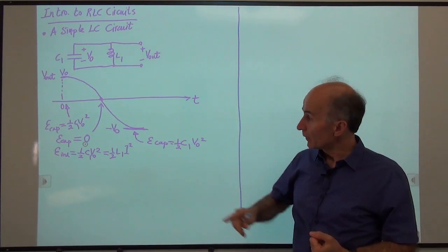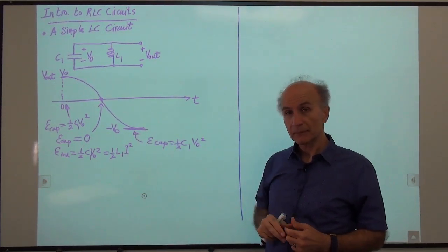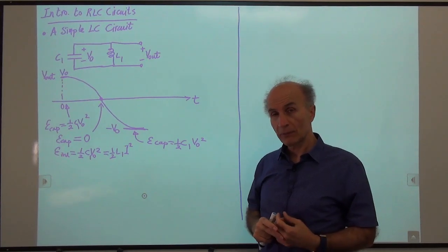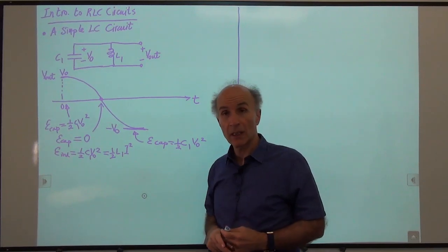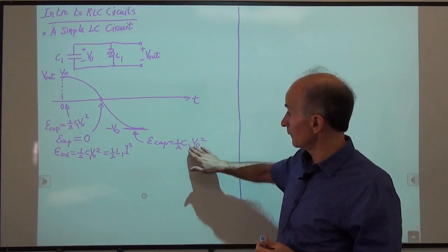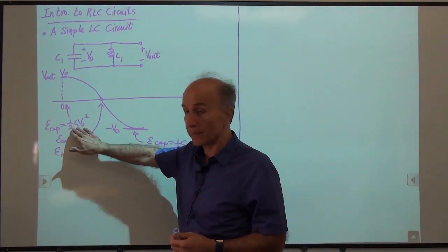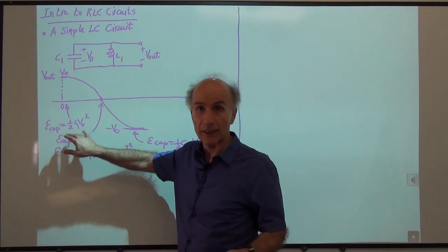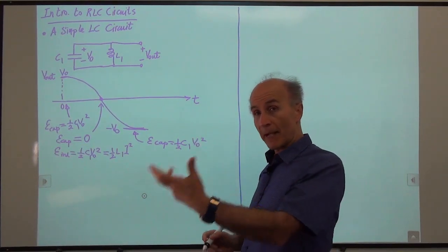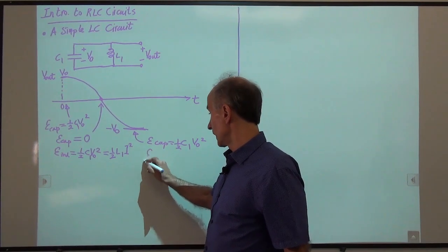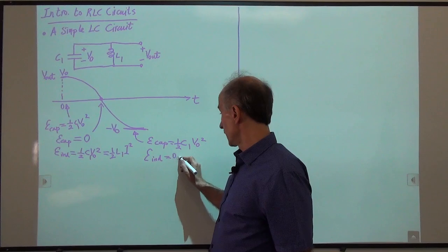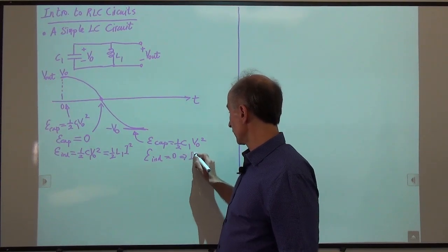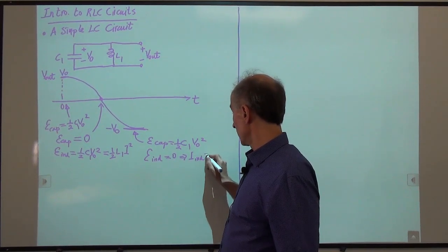So if we reach here, how much is the current through the inductor? Well, the energy in the capacitor has reached its full amount that we started with, so the inductor has no energy. The inductor gave all its energy back to the capacitor. So we say E inductor is 0, which means I inductor is 0.